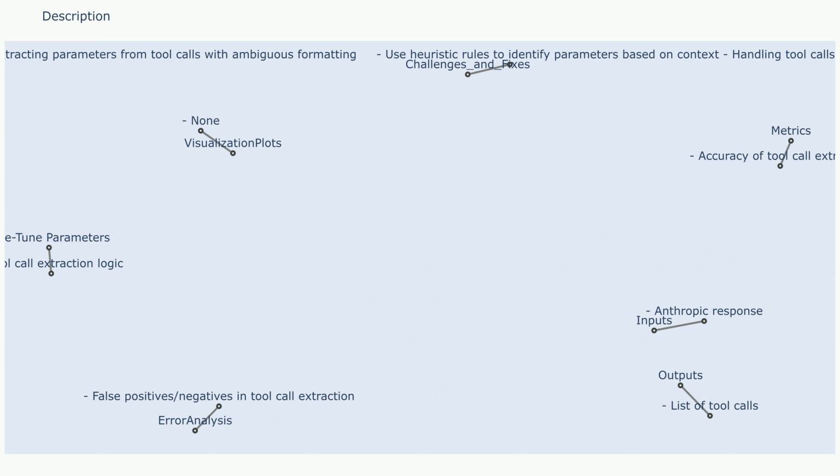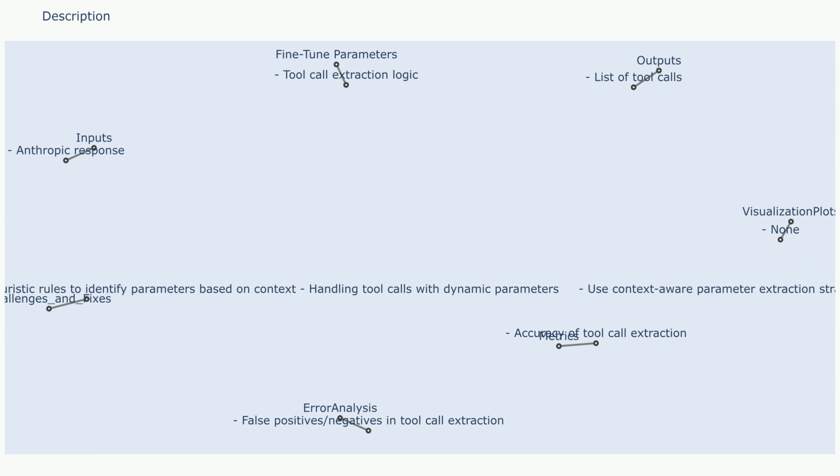Anthropic AI model's response. This is the primary input, containing the generated text. It should include instructions for tool usage, potentially within a conversation context. Outputs. Tool call list. This is the output of the parser. It is a list of tool calls, each represented as a dictionary containing tool name, the name of the tool to be invoked, and tool arguments, a dictionary of key-value pairs representing the arguments to be passed to the tool.